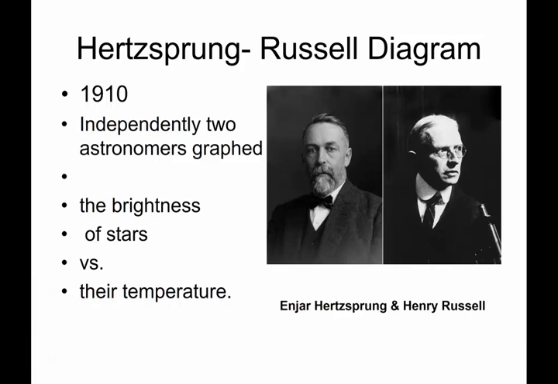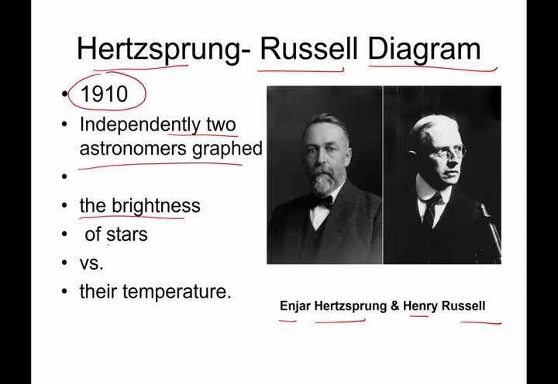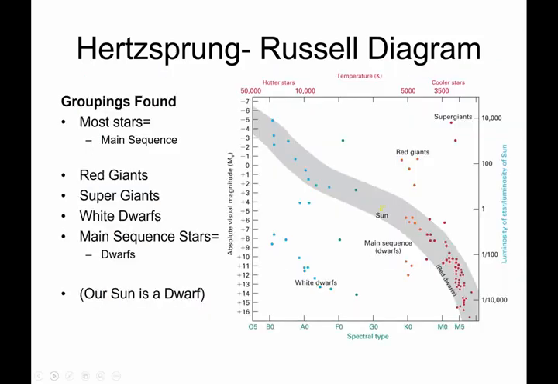Hi folks, in this section we are going to talk about a very important diagram in astronomy, and it's called the Hertzsprung-Russell diagram. Now in 1910, two very prominent astronomers, Ejnar Hertzsprung and Henry Russell, both independently graphed some information. They graphed the brightness of stars on one axis versus the temperature of stars on another axis. By doing this, they found that stars had a tendency to collect in very specific places.